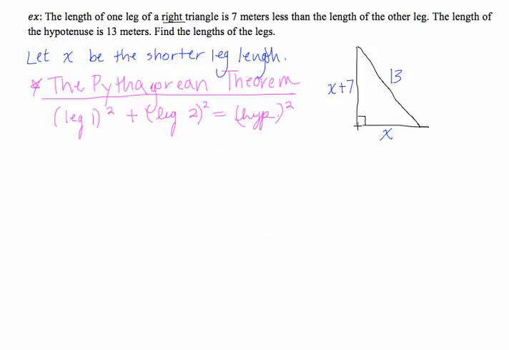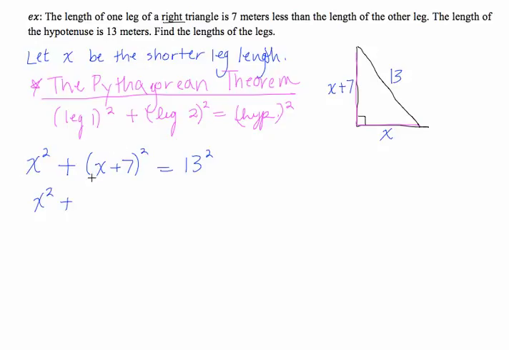But what it says for us is that this length squared, which is x, so x squared, plus the other leg length squared, which is x plus 7, all squared, so make sure you have parentheses around the x plus 7, because the whole thing is squared, is equal to the hypotenuse squared, or 13 squared. So that's the equation that we can use to solve. So we have an equation with x's. Let's solve this equation. Looks like a quadratic because the highest power of x I see here is 2.